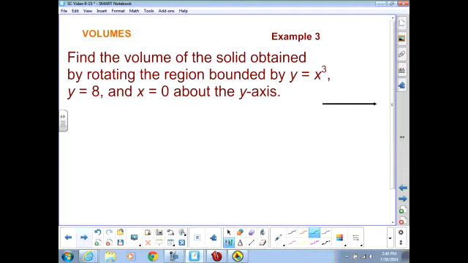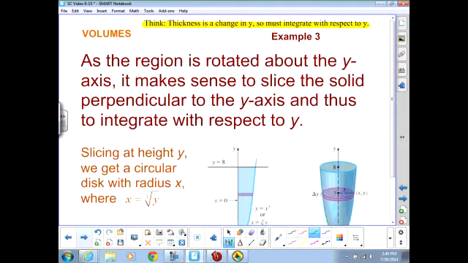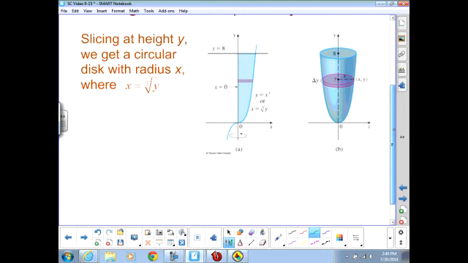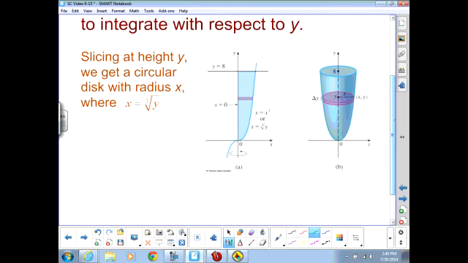We'll take the region that's bounded by y equals x cubed, y equals 8, and x equals 0, and we're now going to rotate it about the y-axis. So let's get a visual. Here is our region that we are working with. When we rotate it around the y-axis, notice we will get the figure on the right. So we'll do our integral.